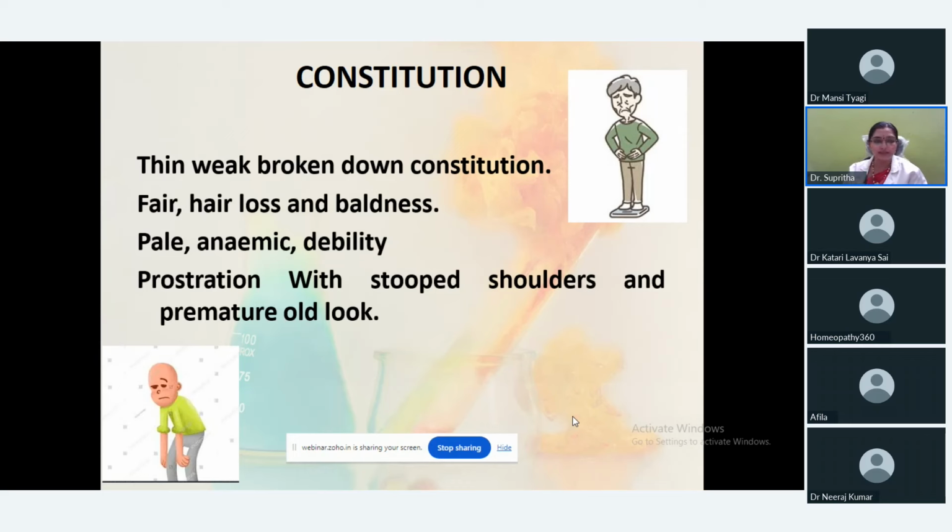Can anybody answer? Person walks with stooped shoulders, shoulders bending forward. So many people are answering Sulfur. Okay. But it is Phosphorus. Yes, it is Phosphorus. So Phosphorus person is also lean and thin, and walks tall, and they also stoop the shoulders. Phosphorus is also tall with stooped shoulders.